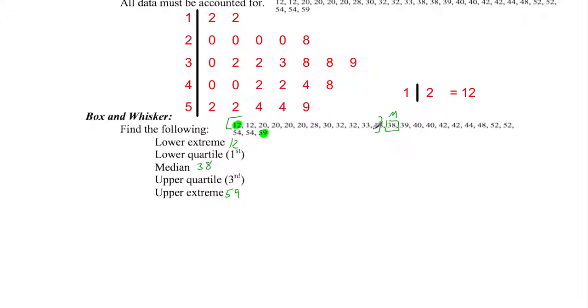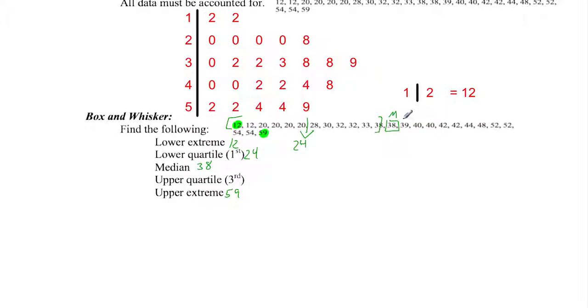This bottom half has 12 numbers in it, so the median would have 6 to the left and 6 to the right: 1, 2, 3, 4, 5, 6. Remember, with an even set of numbers, the median is the mean of the two middle numbers. Between 20 and 28, the mean is 24. We call that median of the bottom half the lower quartile, or the first quartile.